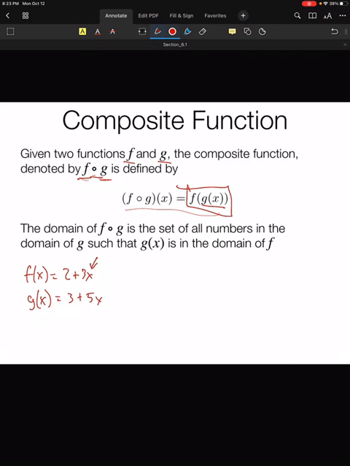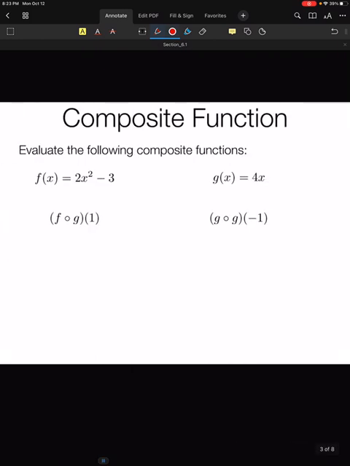Other important pieces of information are that the domain of the composite function is the set of all numbers in g such that the whole function g is in the domain of f. Again, probably confusing, but we will practice a bunch, and I promise it'll make sense. So let's practice or evaluate the following composite functions.